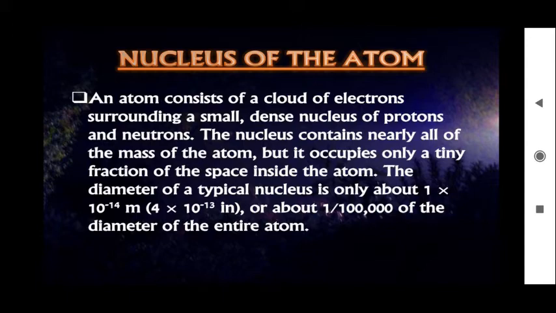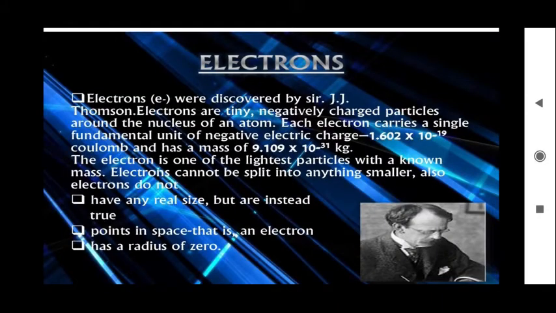Let us now move to the electrons. Electrons were discovered by Sir J.J. Thomson. Electrons are tiny, negatively charged particles around the nucleus of an atom. Each electron carries a single fundamental unit of negative electric charge, that is minus 1.602 into 10 power minus 19 coulomb, and has a mass of 9.109 into 10 power minus 31 kg.